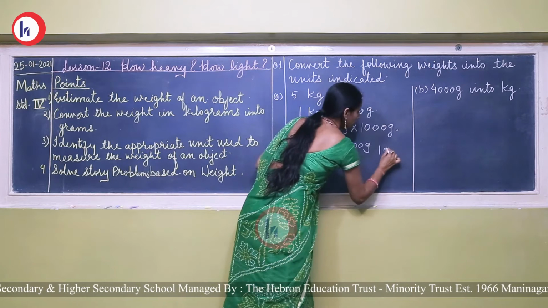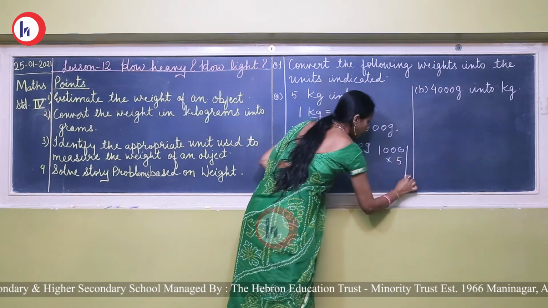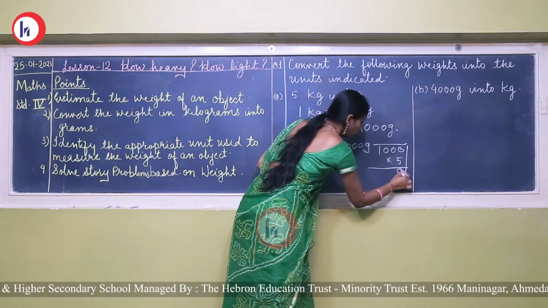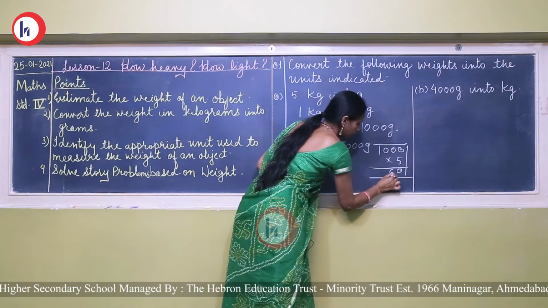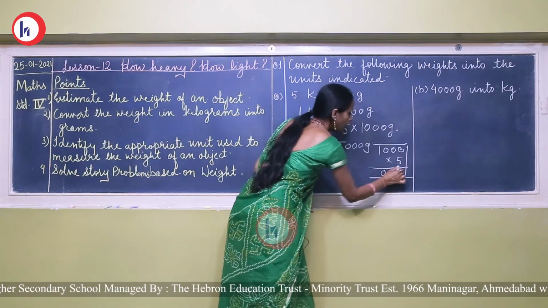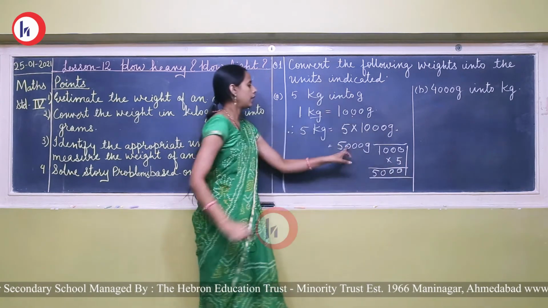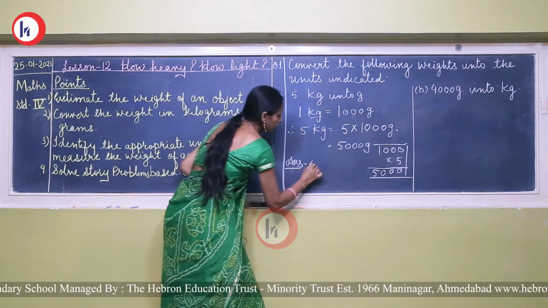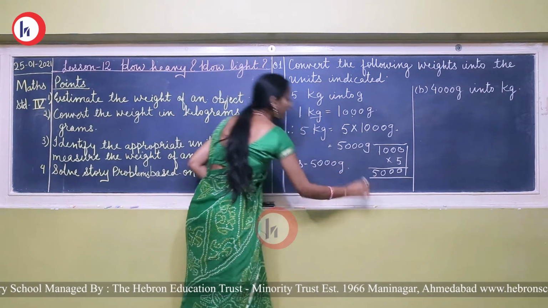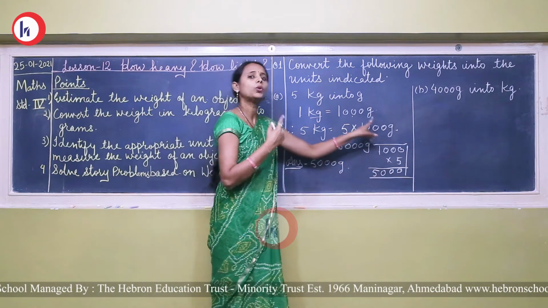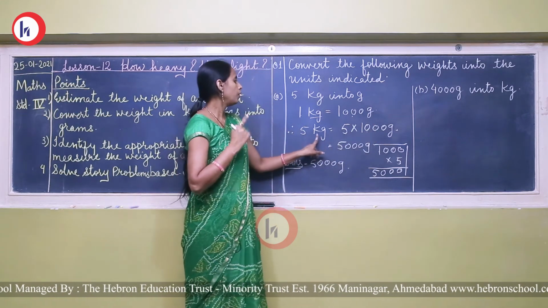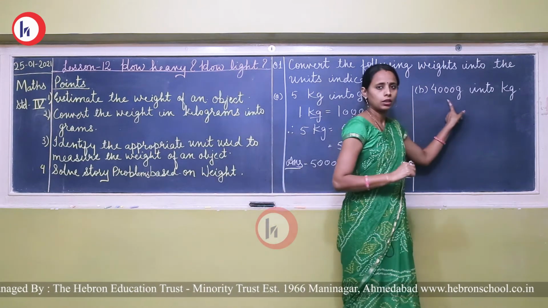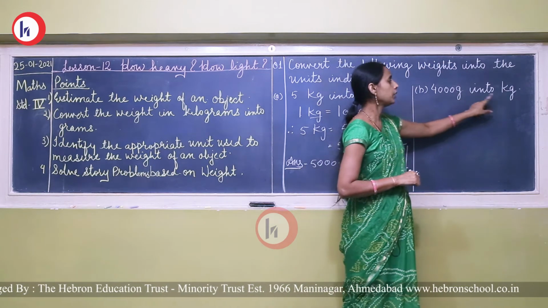So if we will do multiply, see, 5 multiplied by 0, 0. 5 multiplied by 0, 0. 5 multiplied by 0, 0. And then 5 ones are 5. Answer is 5000 gram. So we will write answer is 5000 gram. So here we have converted kilogram into gram. So what we will do here? We will do multiplication by 1000.